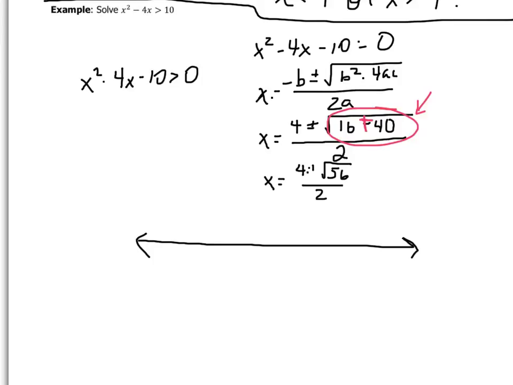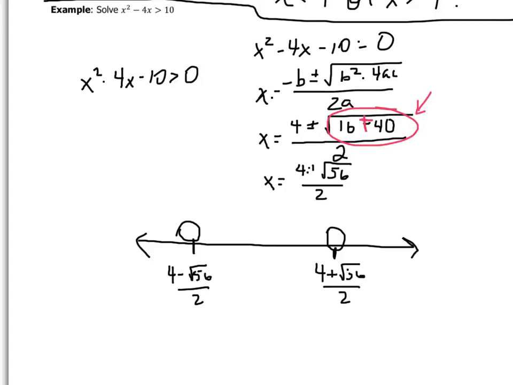Okay, so my two solutions here, when the expression is equal to 0, are the point x equals 4 plus root 56 over 2, and this point over here, x equals 4 minus root 56 over 2. By the way, this can be simplified by factoring out a 2 from root 56. I'll let you do that on your own time. Show me that if you want a little bit of a challenge there. Okay, I've created 3 regions then, and I'm going to test each of these regions. Or I guess I can't do sign analysis, so I'll just do a test.